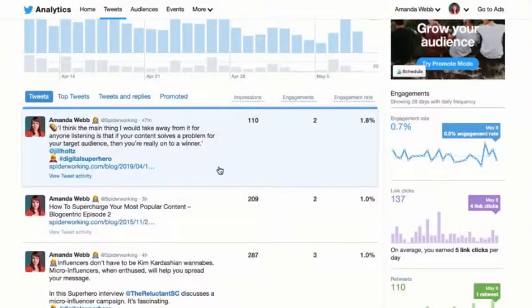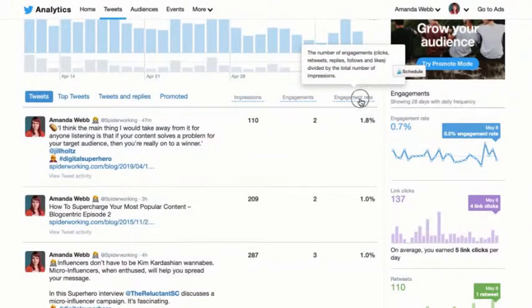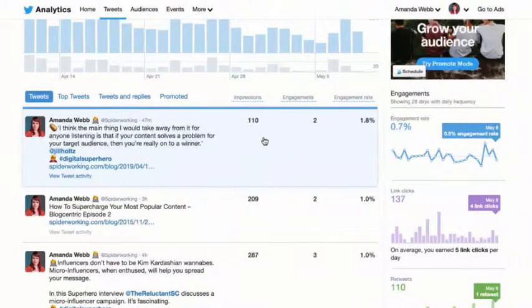And believe it or not, on Twitter, a 1% engagement rate is actually good. Yeah, I know, on Facebook, we were getting 13%, 14%, even 28%, but no, on Twitter, 1% is good. We can also see our engagement rate per tweet. So I can see that this one has had 110 impressions, 2 engagements.